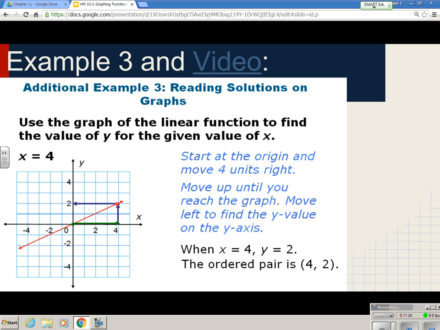Go up 1, 2. So where the red dot is, 2. So when x equals 4, y equals 2, that's one way you can write the answer, or you can say the ordered pair is 4, 2. It's that simple. Have this example down before moving on.